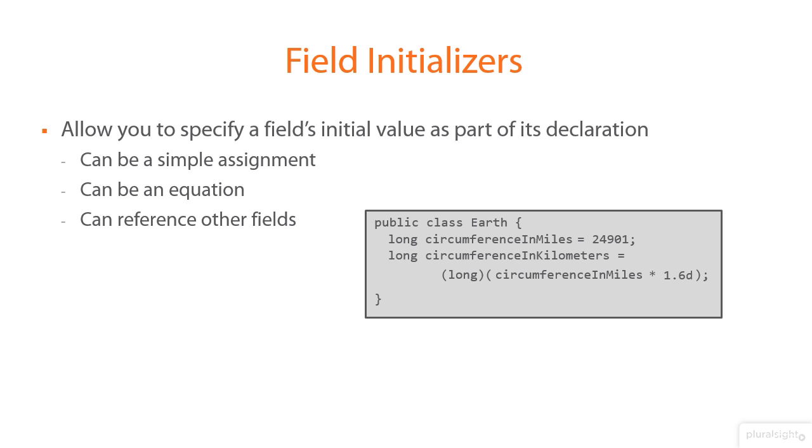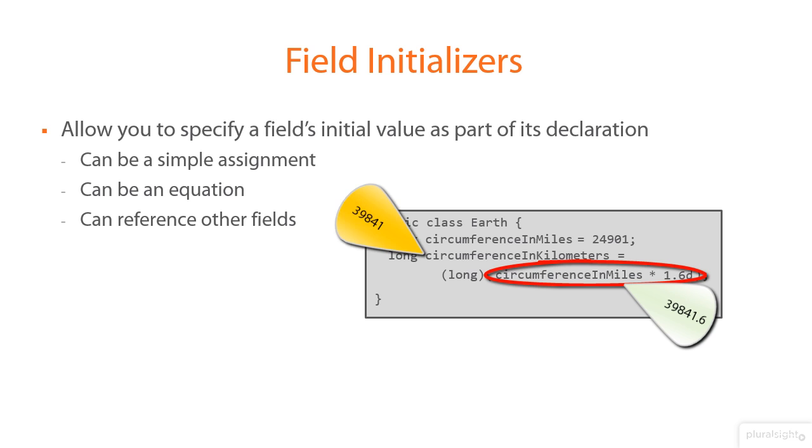Now, one thing interesting to note though, if we calculate out 24,901 times 1.6, the value that calculates to is 39,841.6. Now, when we cast that to a long, the cast is just going to truncate it. So the value of circumferenceInKilometers would end up being 39,841, less than ideally accurate. The better answer for that would be 39,842.